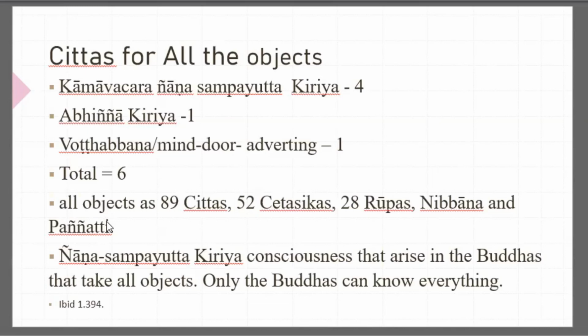89 Cittas, 52 associated Cetasikas, 28 Rupas, Nibbana and Pañña. For all the objects, we take Buddha's omniscient knowledge, Sabbanyuta Jnana. That's also Kamavachara Jnana Sampayutta Kiriya Citta, the wisdom of the Kamavachara Jnana Sampayutta Kiriya. So we have to memorize this group as the Cittas that can take all the objects. How many? 6.